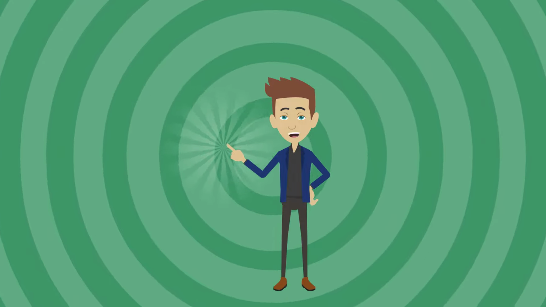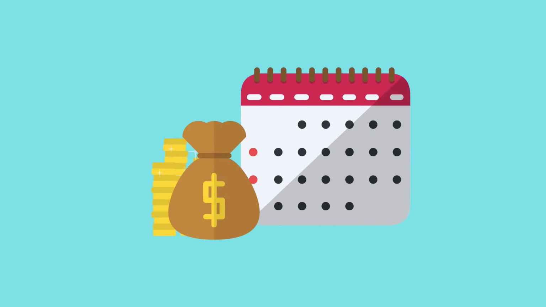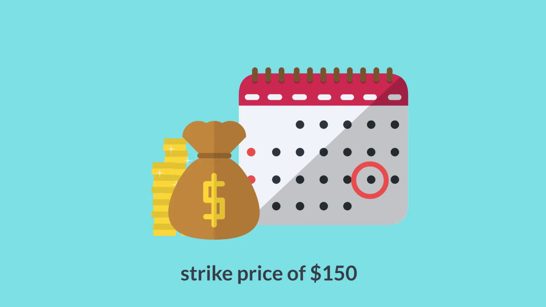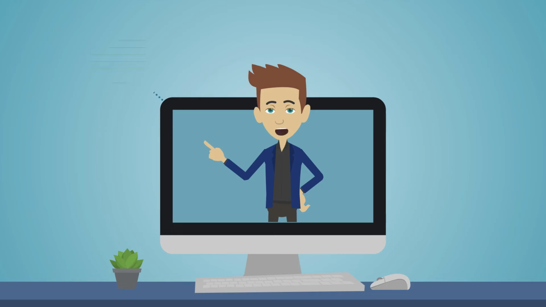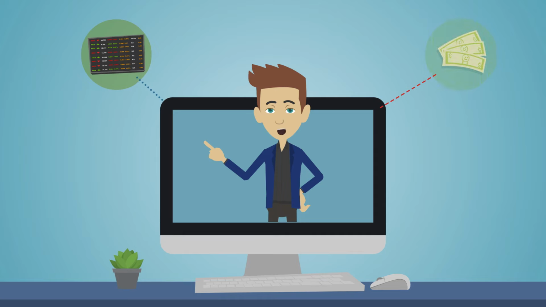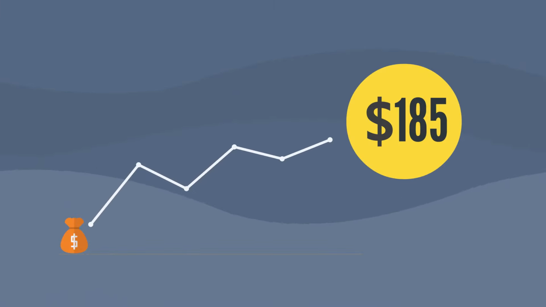Alright, so let's go over an example. Let's say you bought a call option with a strike price of $150 and it expires in 60 days. Owning this call option would allow you to purchase 100 shares of the stock for $150 each at any time during the next 60 days, no matter where the stock goes. So if the stock goes up to $185 within the next 60 days, then fortunately for you, you own a call option that allows you to buy stock at $150 even though the stock is currently trading at $185.